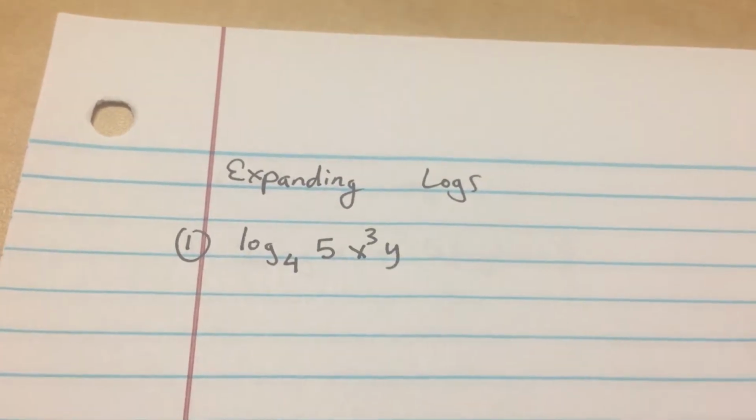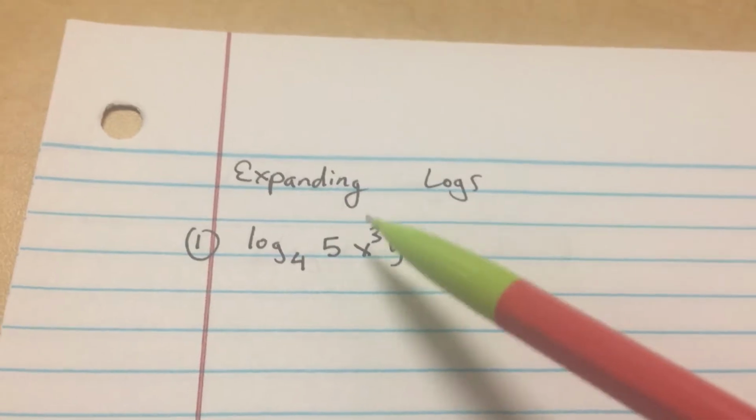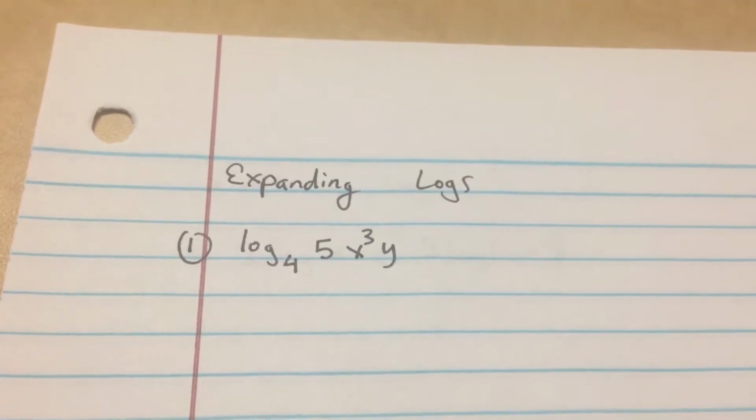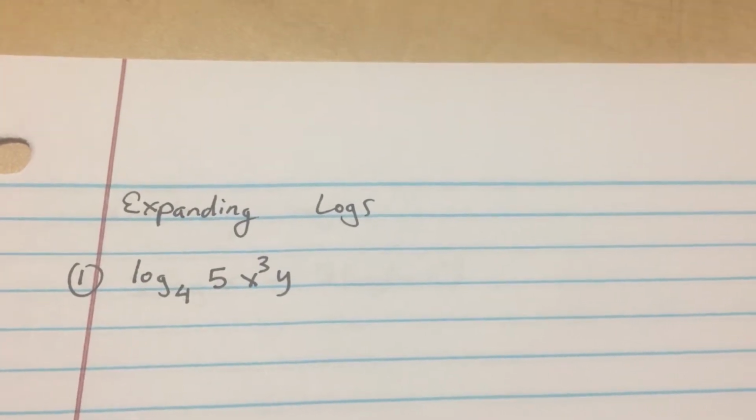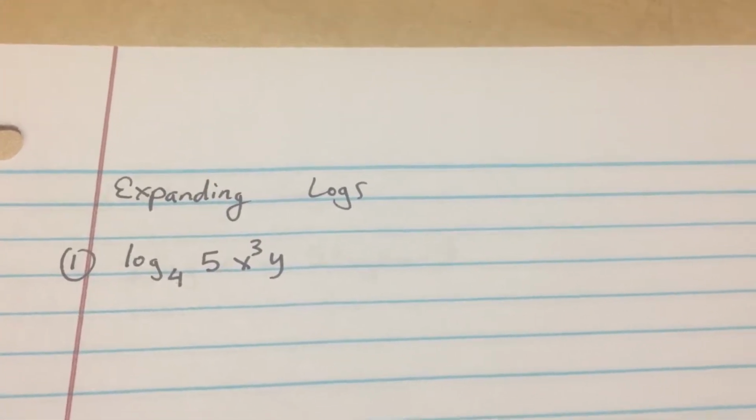I don't want to see division, which I don't see here. And I gotta get rid of my exponents. Right, so I gotta get rid of that power of 3. So you might have to take it in several steps. Notice that this log has a base of 4, so all my problems need to have a base of 4.